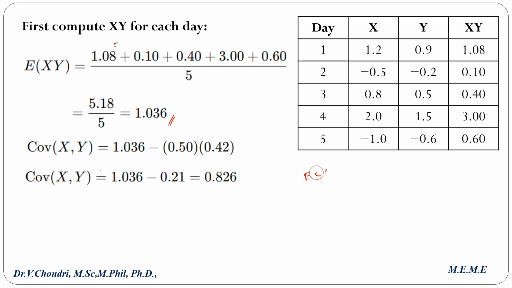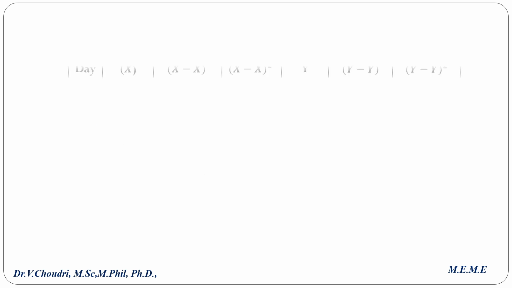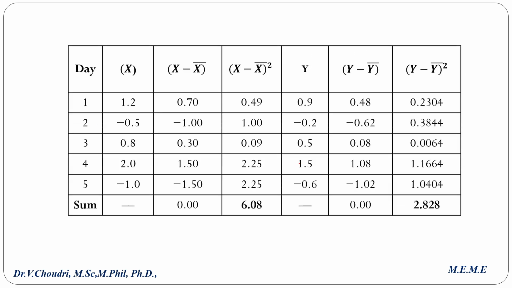The formula is expectation of XY minus E of X into E of Y. So 1.036 minus 0.50 into 0.42. What is the answer? 0.826. That is a positive covariance. So both X and Y have a positive relationship from the concept of covariance. But this alone is not enough to decide to keep Tata Motors and Tata Power in our portfolio. Let us check with the correlation coefficient also, so I need further data.